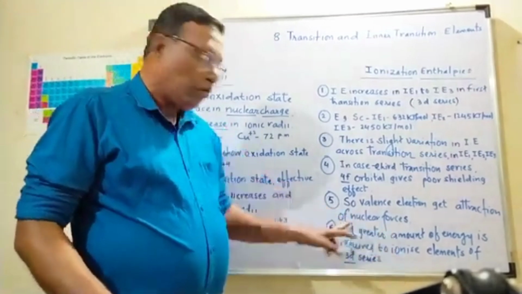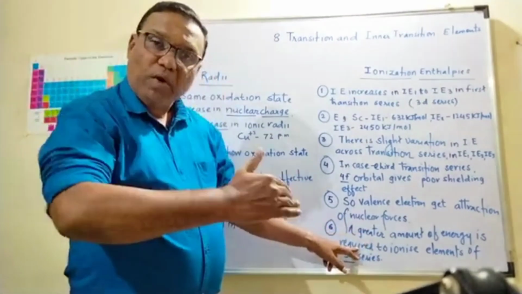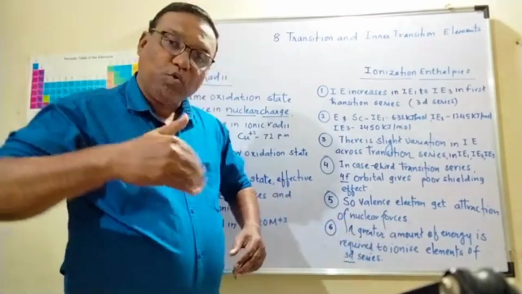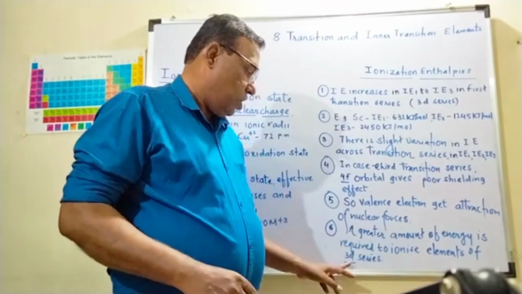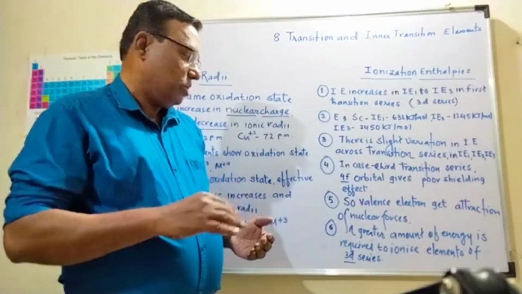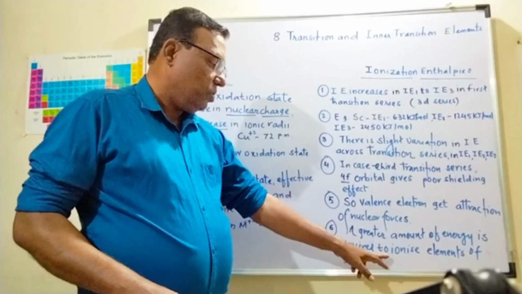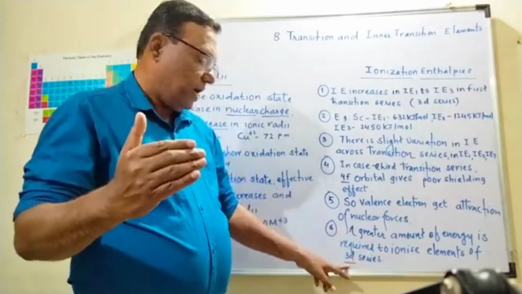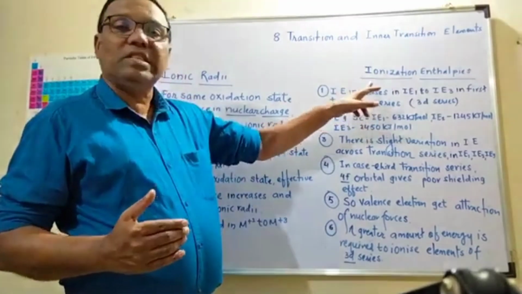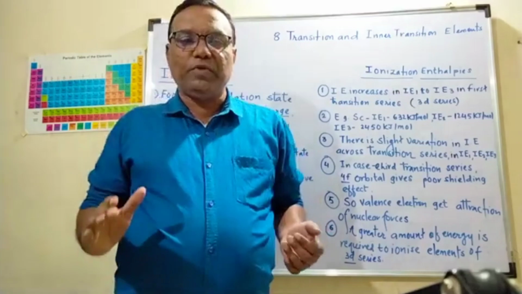Point number 6: therefore a greater amount of energy is required to ionize elements of the 3D series. The electrons are pulled toward the nuclear forces, therefore a greater amount of energy is required to ionize elements of the 3D series, and therefore there is an increase in the ionization enthalpy. So very important 2 points today we have seen.